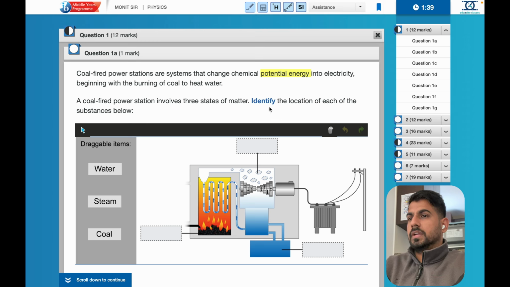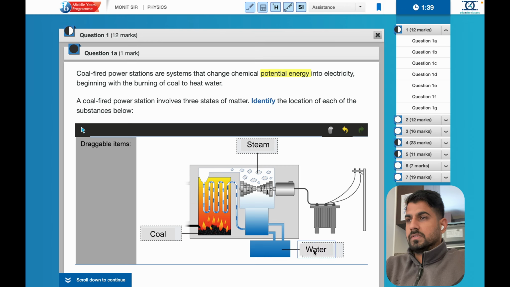Okay, so identify the location of each of the substances in this coal-fired power station. So we already know that it's quite simple here. This is the coal, so you just drag and drop. This is the steam, and this is the water. So you can see that these are the marks here. So it's one mark, part A.